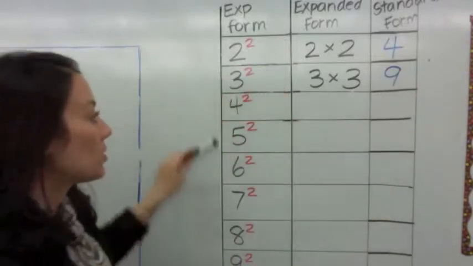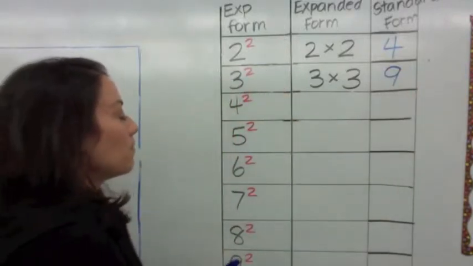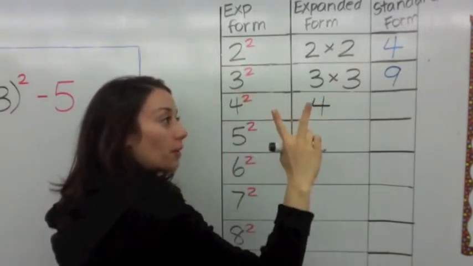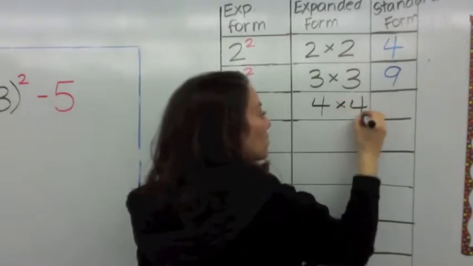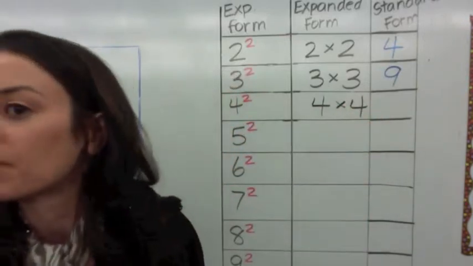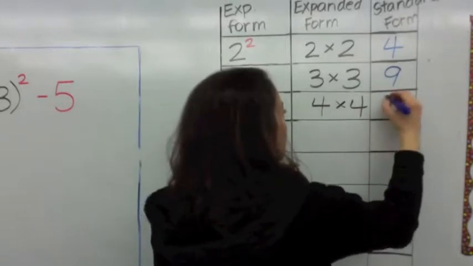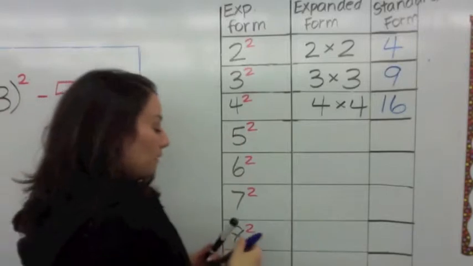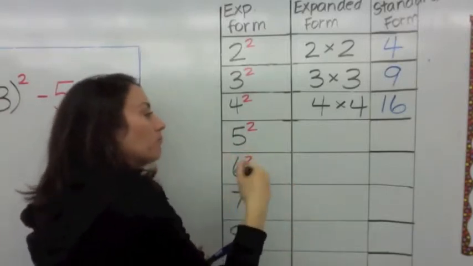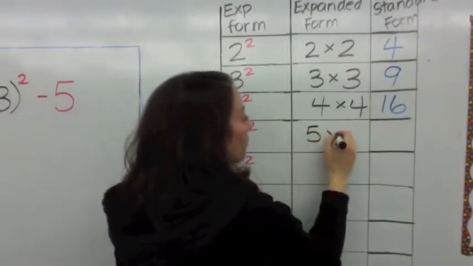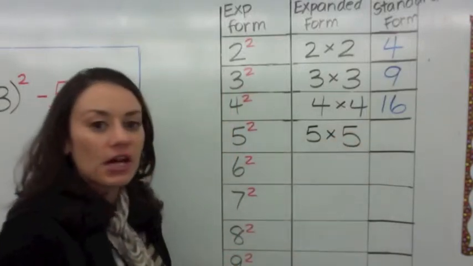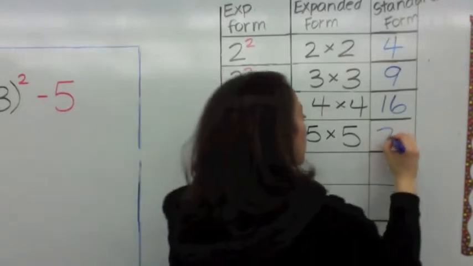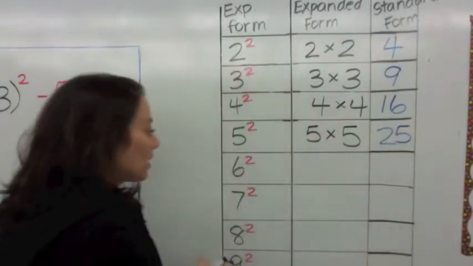All right, so 4 squared now. 4 squared means 4 times itself. How many times are you multiplying 4 by itself? 2 times. So what is 4 times 4? It is 16. That is correct. Next, we're going to take a look at 5 squared. 5 squared means 5 multiplied by itself 2 times. So 5 times 5 is 25. Very nice. So you continue to fill out this chart.